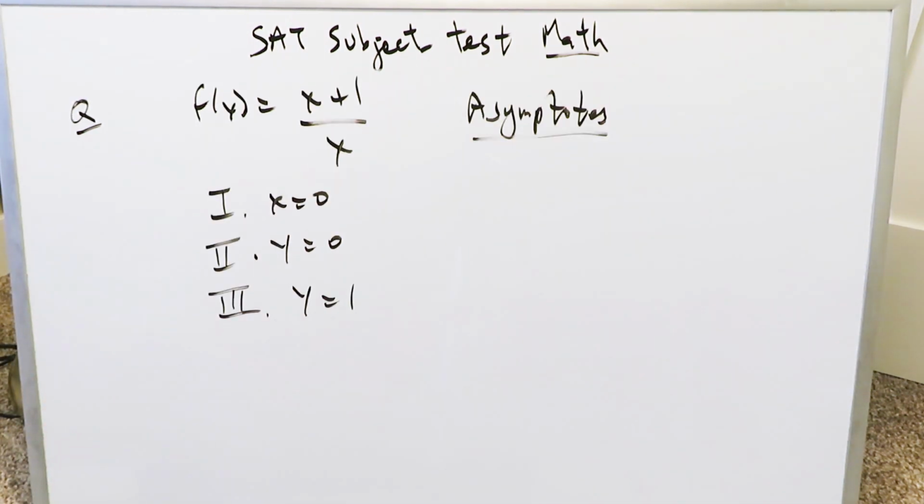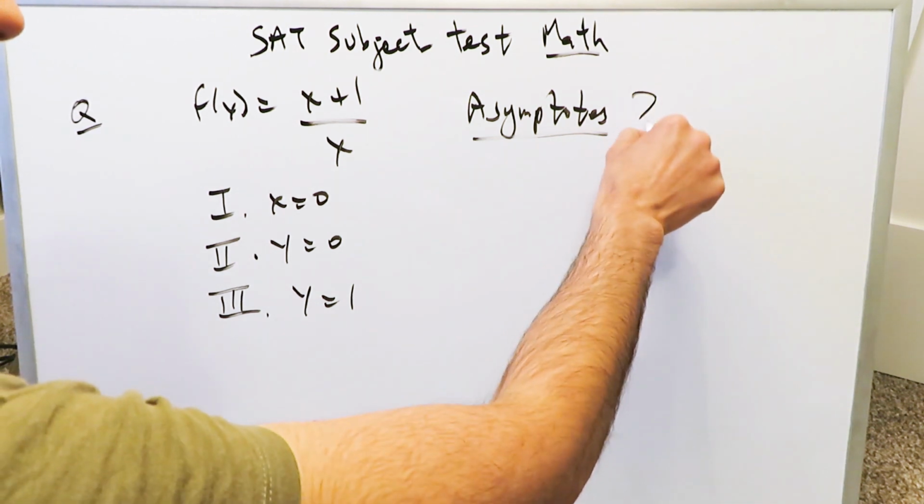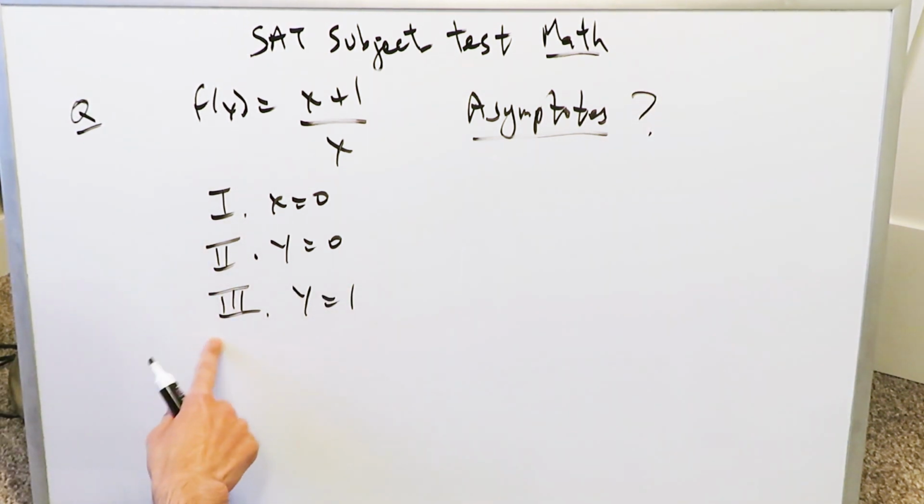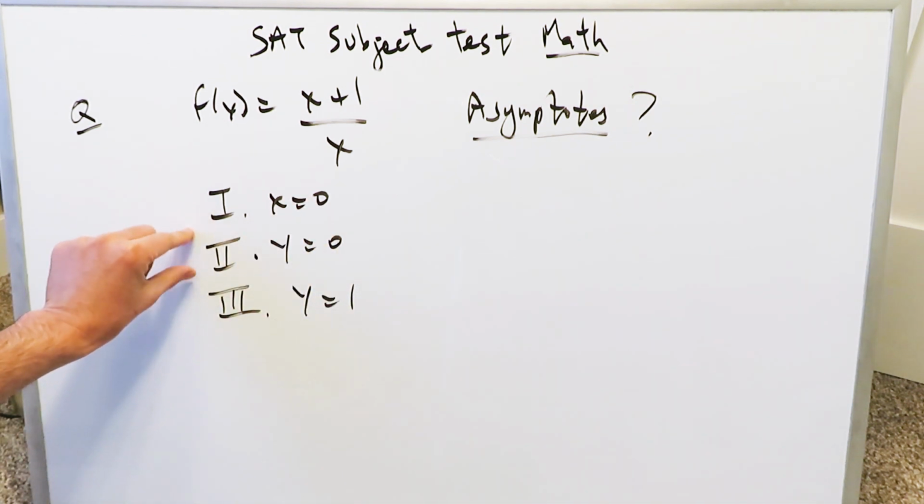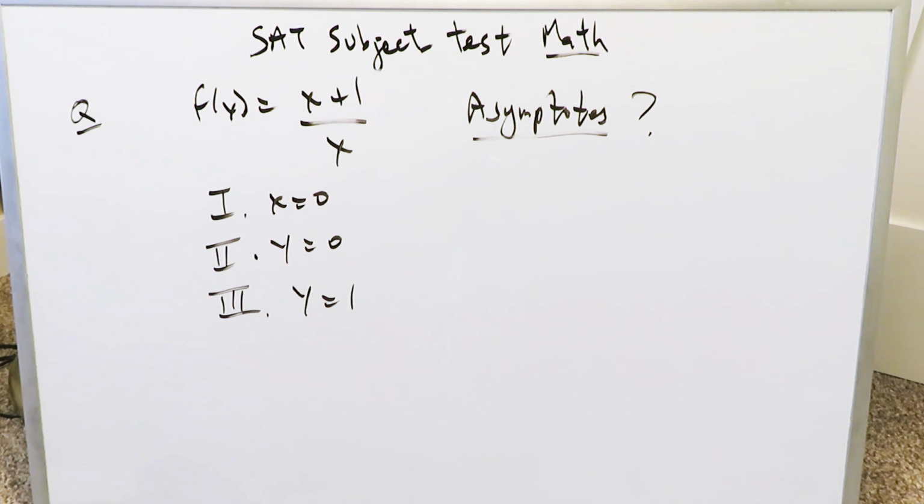Alright, next question. f(x) is equal to (x + 1) over x, a rational function. You have to identify all the asymptotes. Your answer choices must be a combination of what you see over here. Which of these possible asymptotes represent true asymptotes for this function?